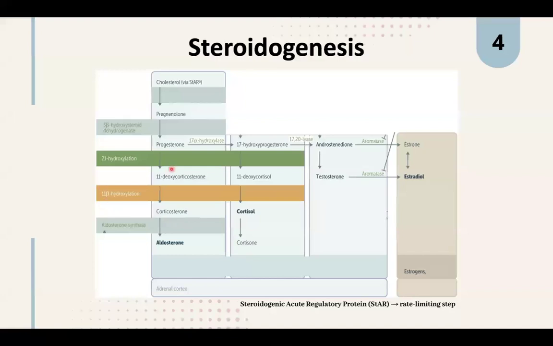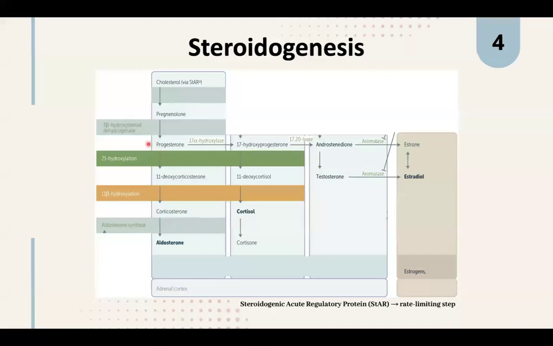So 11-beta removes this 11, and then hydroxylase would remove the deoxy, because deoxy means there's no hydroxyl. So hydroxylation adds a hydroxyl and you cancel out the deoxy. Okay, if that helps you remember the name. So 11-beta-hydroxylase removes the deoxy. So now you have corticosterone. This is the precursor of aldosterone.